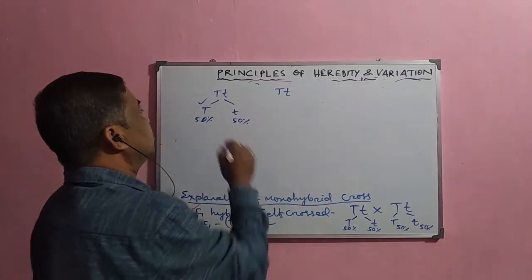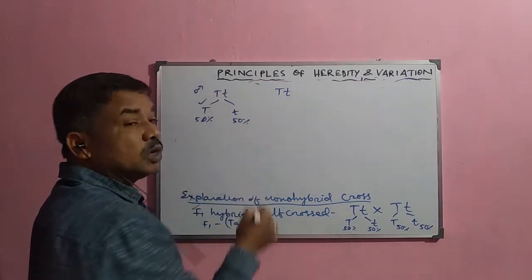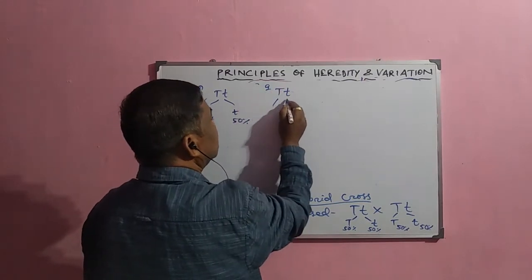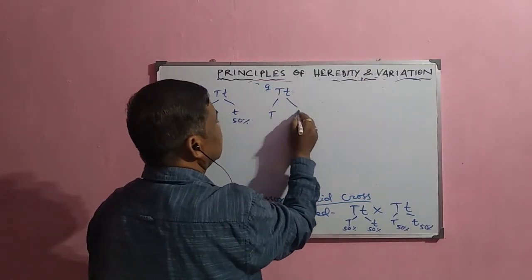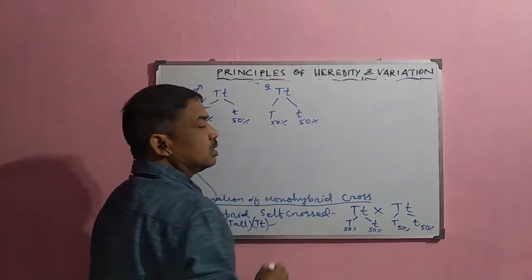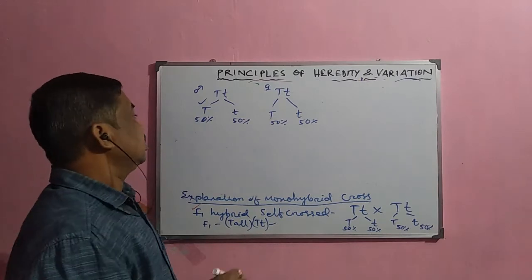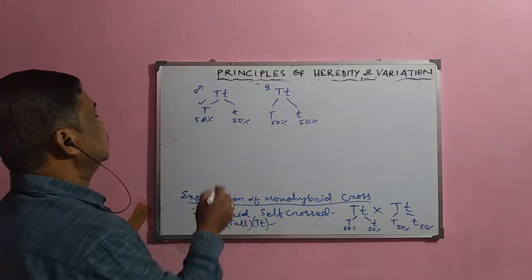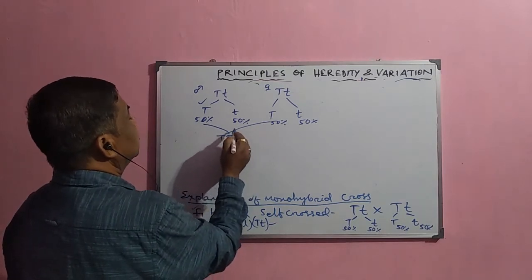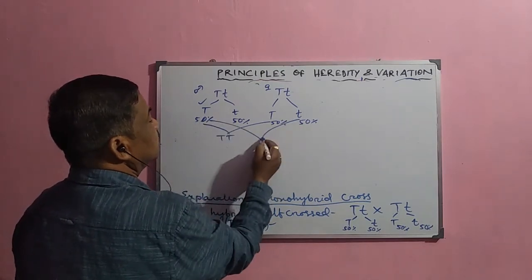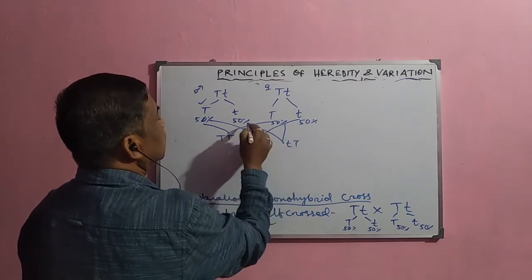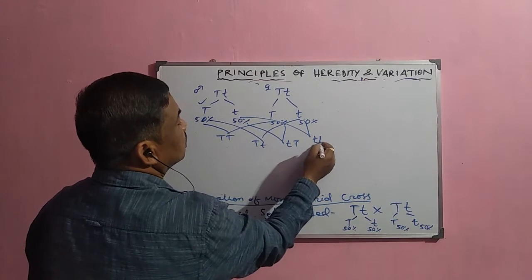small t type. Suppose this is the male plant, these are the pollen grains, and suppose this is the female plant, then it is the egg cell. So capital T and small t, again there is a chance of 50% and 50% of this gamete. Now, in the F2 generation, when this fertilizes this, then it will be capital T, and as we have already explained, capital T, then small t, capital T, and small t type.